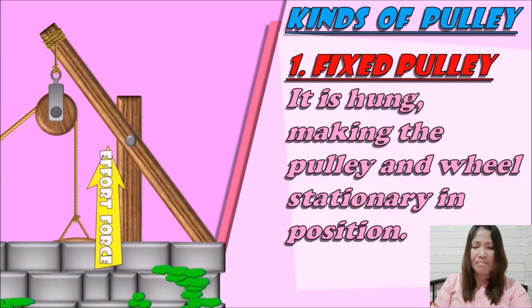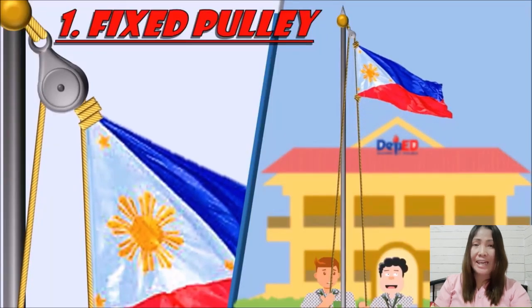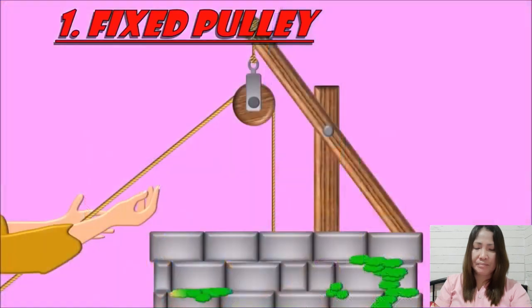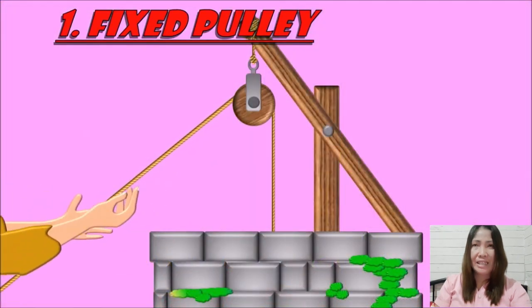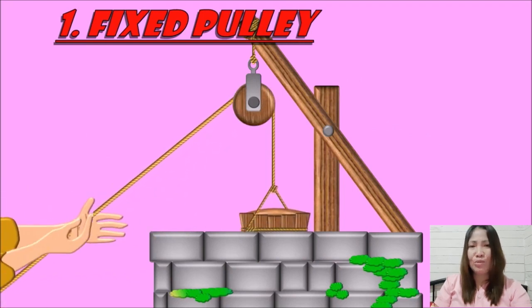Observe the moving picture on the left. We see this kind of pulley in flagpoles. Kahit na doon sa mga iniigiban ng tubig noong unang panahon, yung balon.